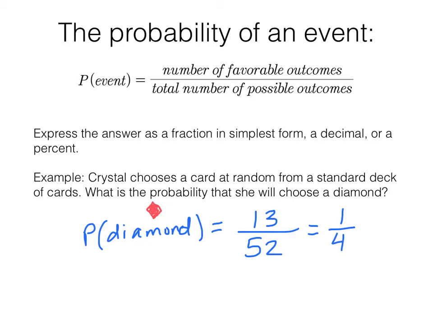All right, and I could express that answer in 2 more ways. Let's do that. This is a good chance to review our fractions, decimals, and percents. As a decimal, it would be 0.25, and as a percent, it would be 25%. So I have a 25% chance of choosing a diamond if I pull a card at random from a standard deck of cards.